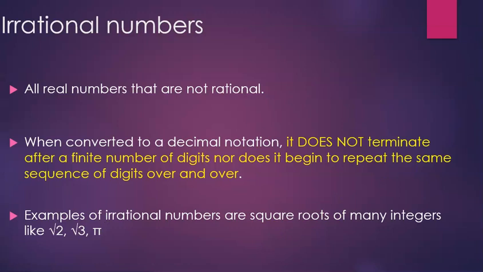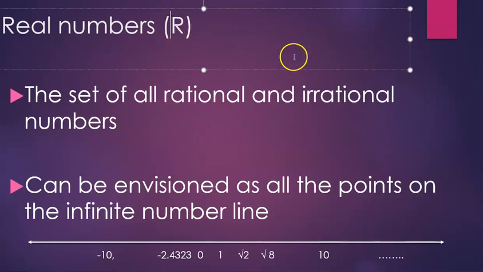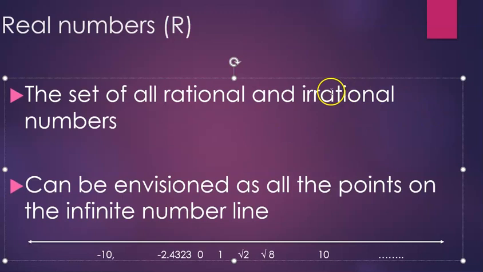Alright, that explains the set of irrational numbers, and real numbers, to end the topic, is nothing but the set of all rational and the set of all irrational numbers. So if you think of the entire number line, and all the points that you could identify on the number line, which are an infinite number of points, they are all represented by the set of real numbers, which is denoted by the capital letter R. Yep, and that about sums it up.